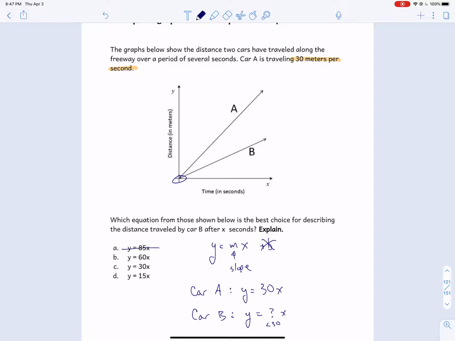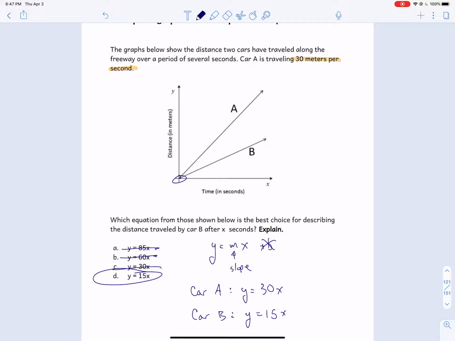So 85 is out, 60 is out, 30 is exactly car A. So car B, the only one that makes sense, must be equation D, or y equals 15x. So that would be here, 15. So it's going half the speed.